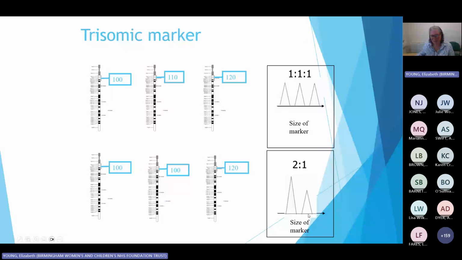So these are all trisomic results, but you either have a 1-to-1-to-1 or a 2-to-1. And I'll explain in a couple of slides why that's so important.